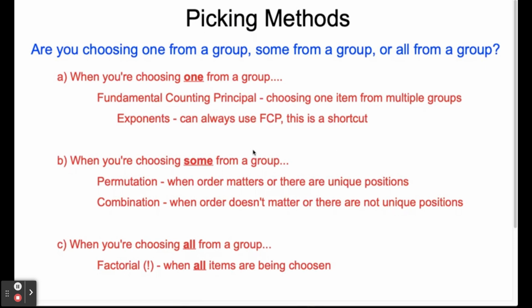If you read the question and determine that you are choosing some from a group, for example, there are 10 people in a race, how many ways can the top 3 finish? So you're only choosing 3 of the 10. Or 15 people try out for a team, and you're only choosing 8 to make the team. So again, you're choosing 8 of 15. If you are choosing some items from a group, then you have another step to ask yourself: does the order matter?